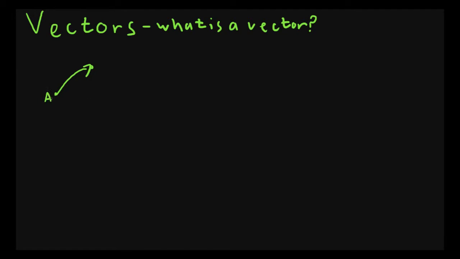So we'll say that this is point A, this is point B. This vector, sorry it's not very straight, will be called vector AB. We can also give the vector a little name like vector V. So vector AB is equal to vector V.